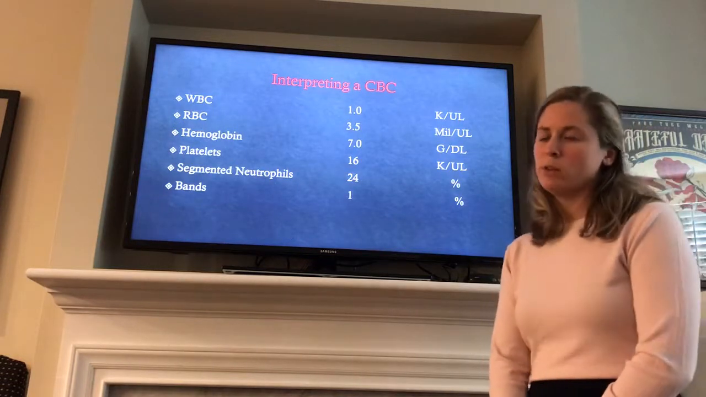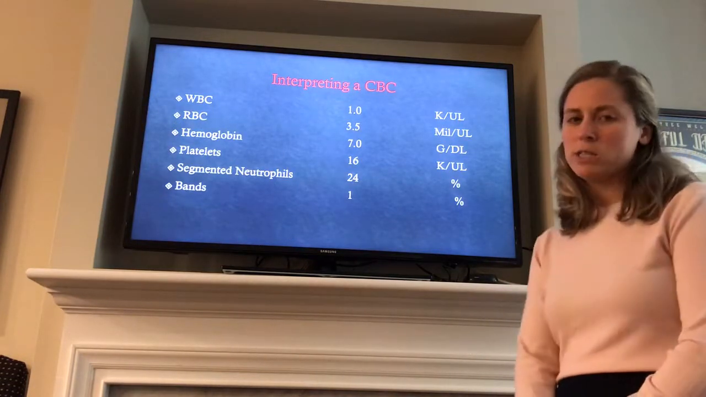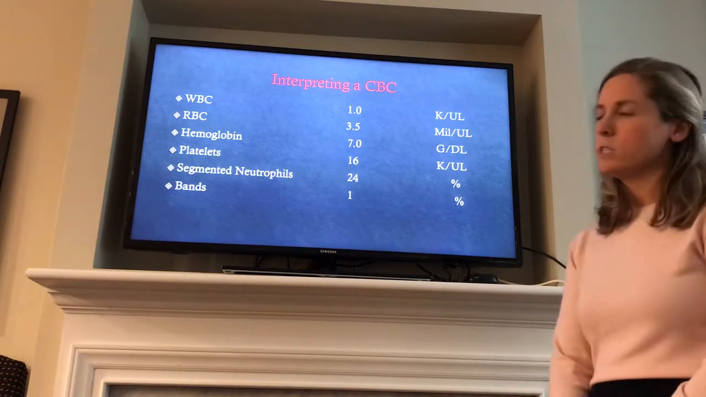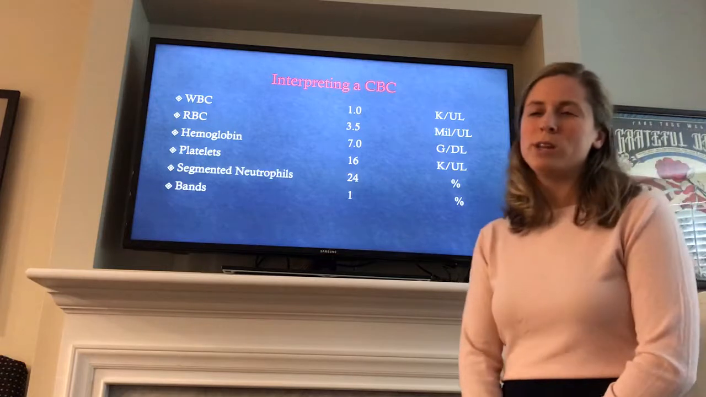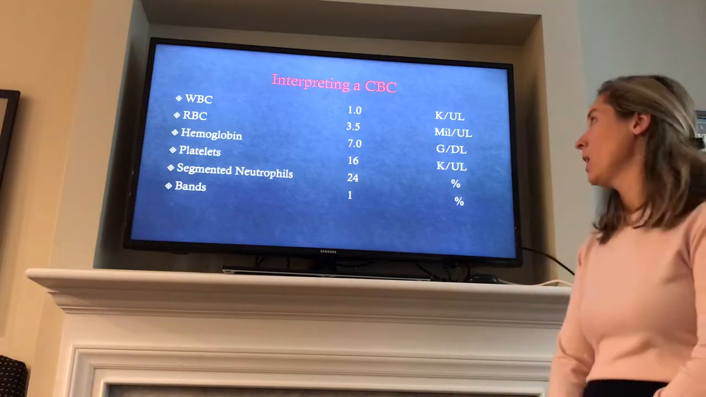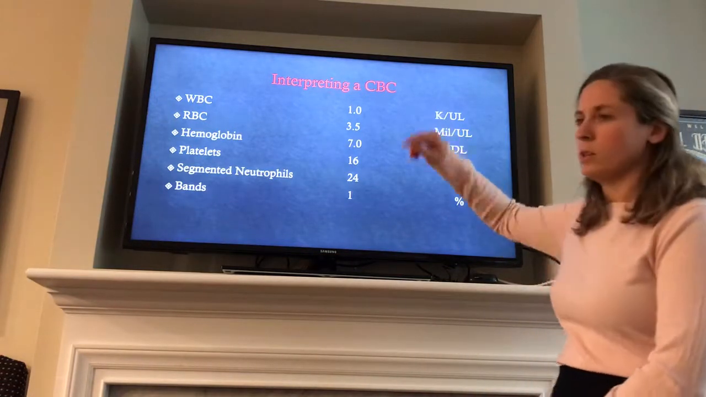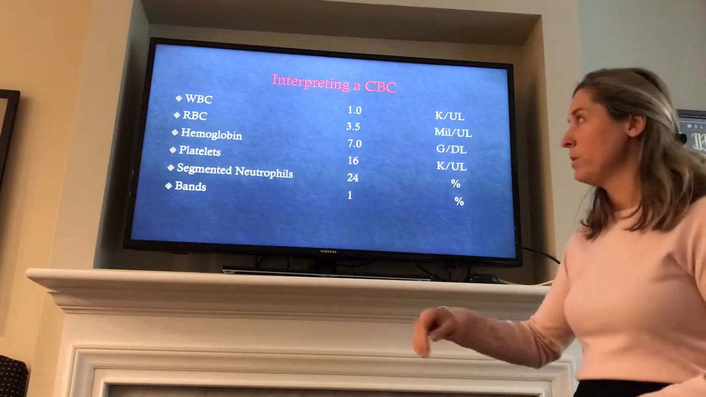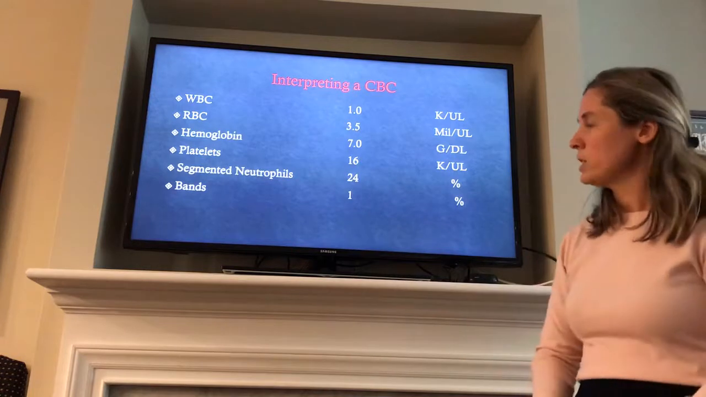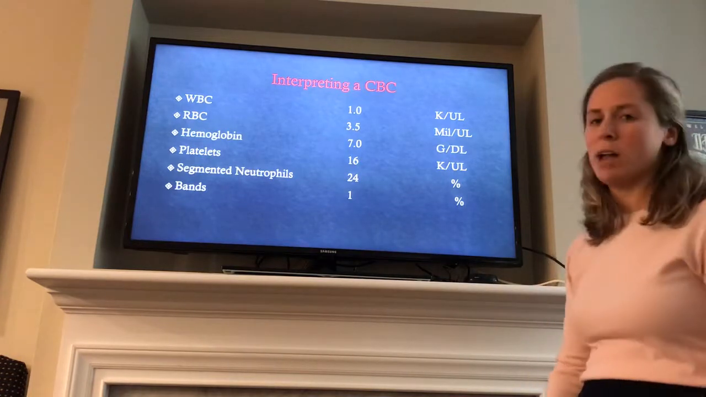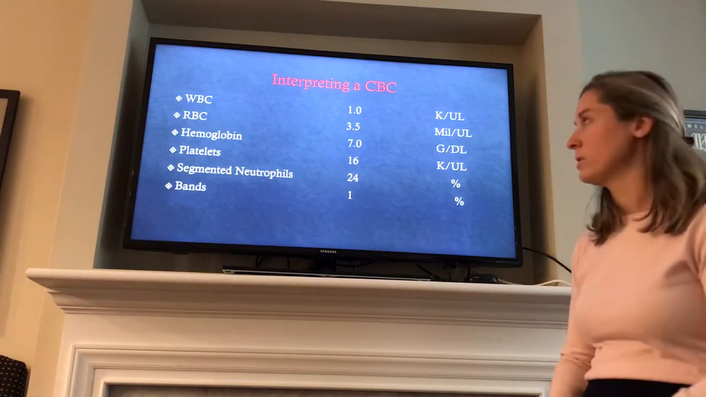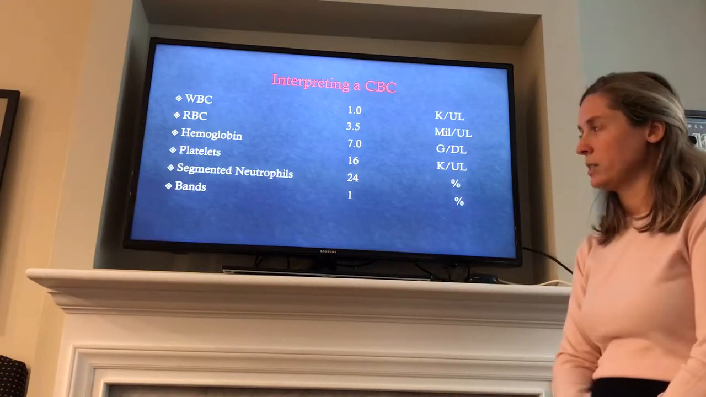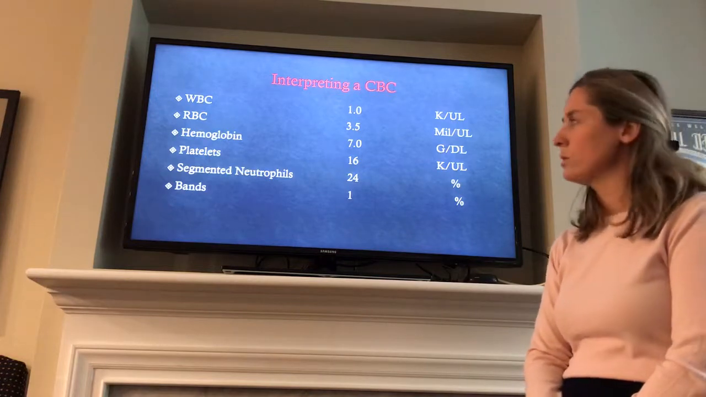Here is just a sample of what a CBC might look like at your facility. So you can see here we've got our white blood count at the top, and it says 1.0, but it's not really one white blood cell. This is 1,000. So you'll hear one, but when people say one, they mean 1,000. And then RBCs, red blood cells, and it says 3.5. Again, it's not really 3.5 red blood cells. It's actually 3.5 million. So it's just shorthand and easier than putting all those zeros on the lab results.